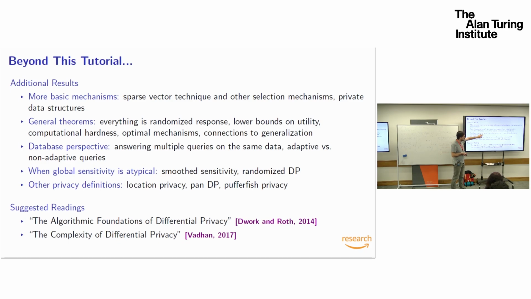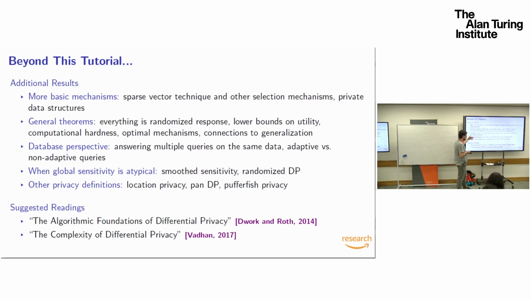In this case, there's also a distinction between whether the attacker makes adaptive queries or non-adaptive queries. Then there's another line of research that's also quite interesting, which is what happens when global sensitivity is too pessimistic, because the data set is atypical. This gives rise to other notions of sensitivity or other models of privacy where you can get away with adding less noise when the data set is typical. It's not the worst case data set. That's like smooth sensitivity or randomized DP, where you assume that the data comes from a distribution as opposed to being worst case.